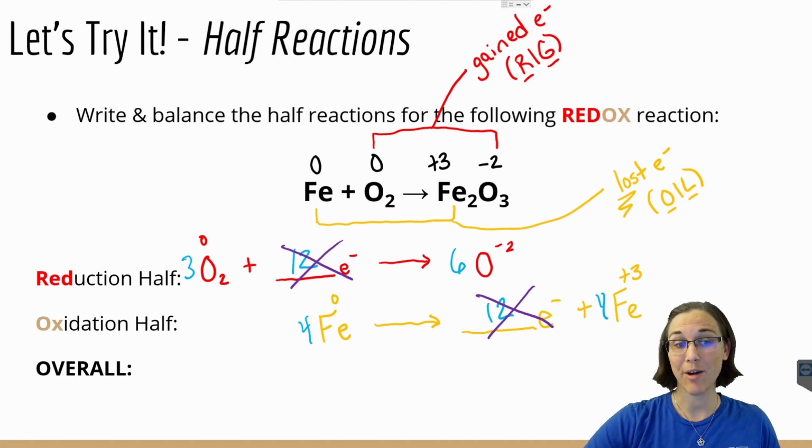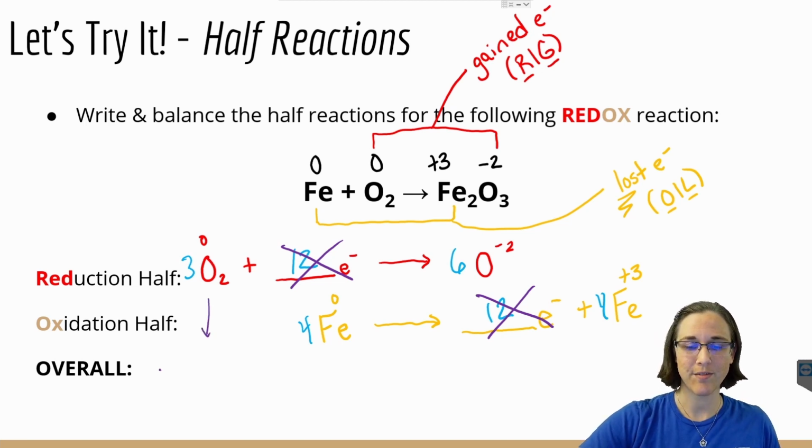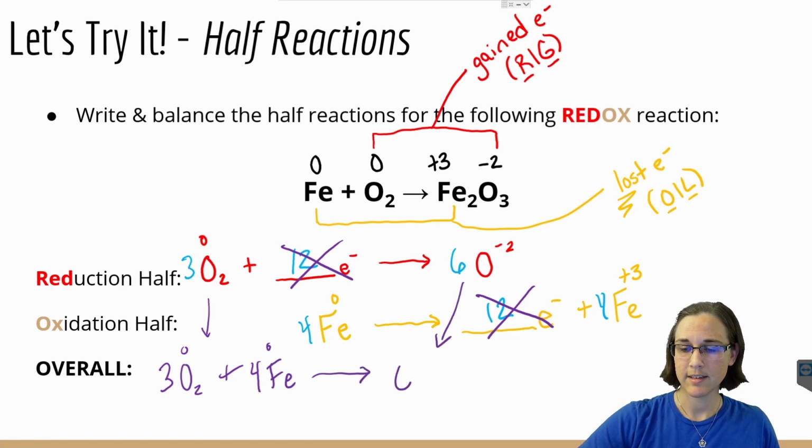And now we can write out our overall equation. We have 3 O2 diatomic in its standard state plus 4 Fe in its standard state creates 6 O-2s and 4 Fe +3s.